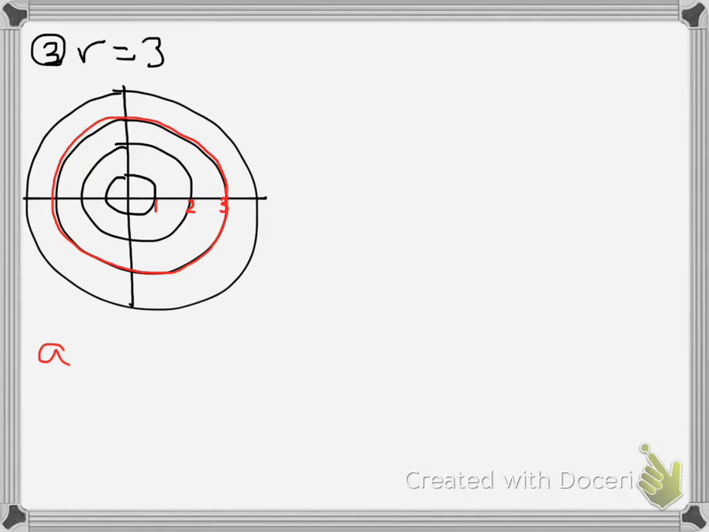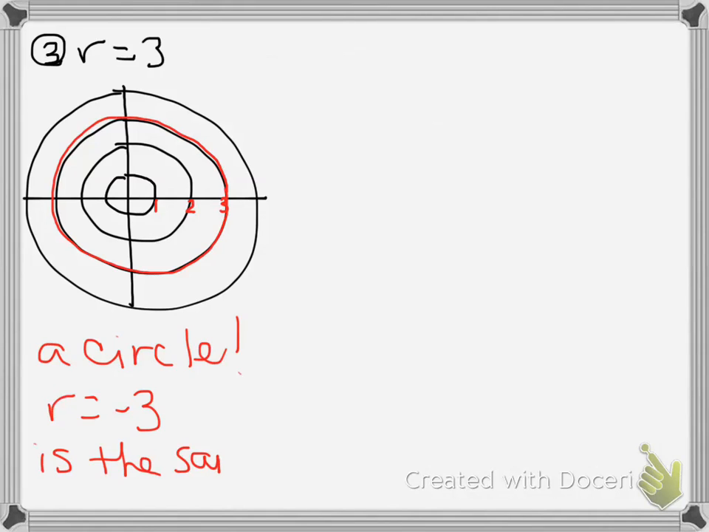So this is a circle. And there's actually another graph that would be the exact same circle. Can you think of what it might be? If you said r equals -3, you are correct. r equals -3 is the exact same graph. Awesome.